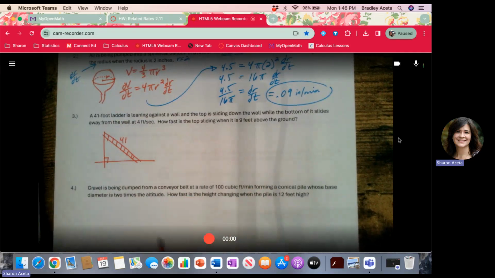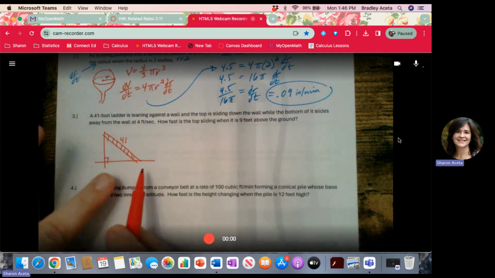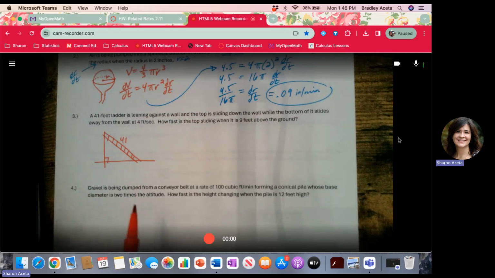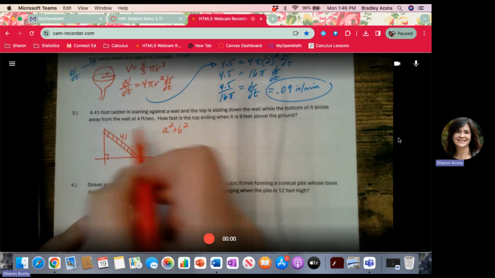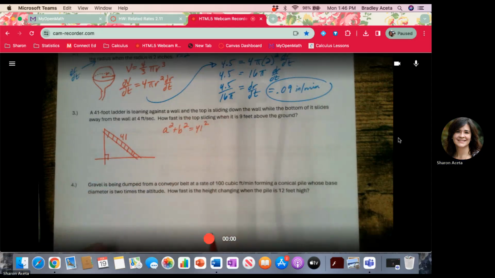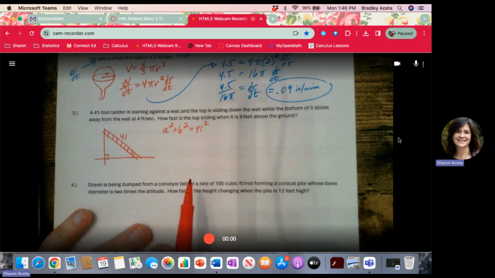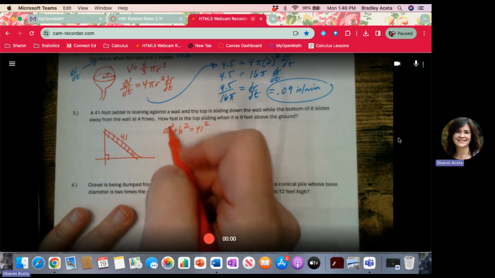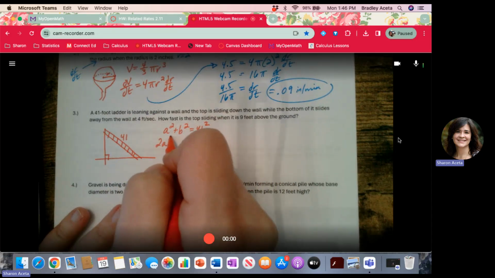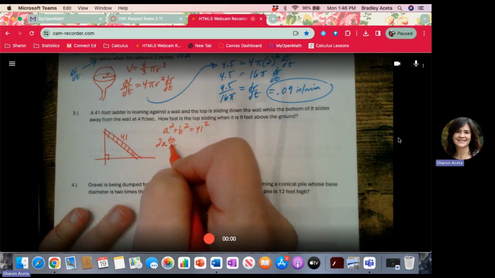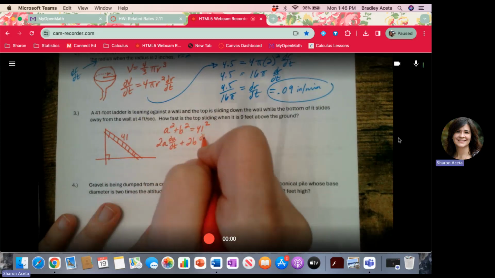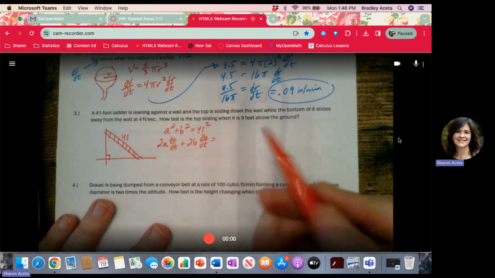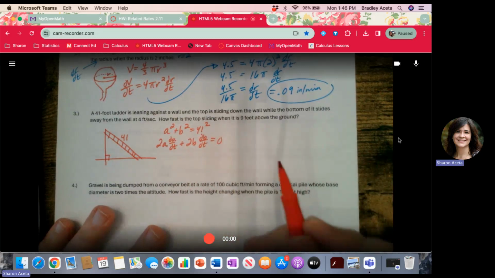Now, I know about area. Area would be okay, but we're talking about lengths of sides of the triangle. So I would use good old Pythagorean theorem. A squared plus b squared. We know the c. And I would take a derivative of this. So let's take the derivative of a squared, which is 2a, but we have to attach dA dt, the rate at which it's going down or across, whichever one you want to call a. This is 2b dB dt. And 41 squared is just a number, so I'm just going to put 0.